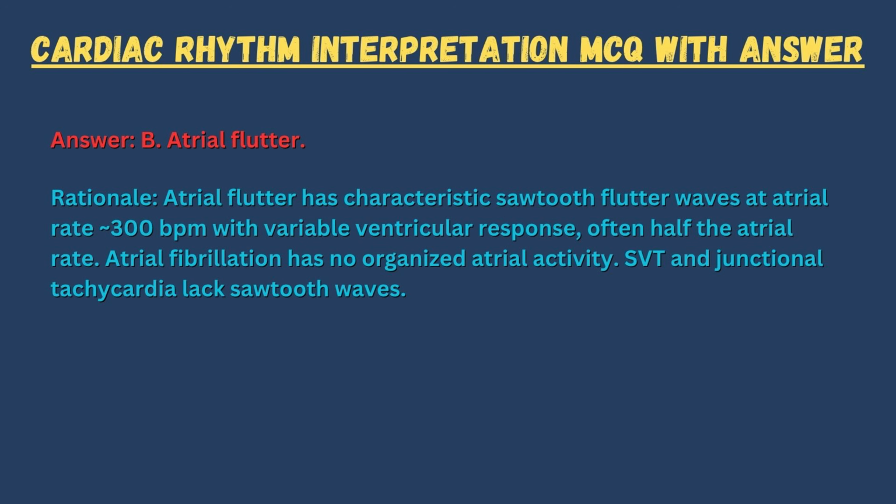Answer: B. Atrial flutter. Rationale: atrial flutter has characteristic sawtooth flutter waves at an atrial rate of 300 BPM with variable ventricular response, often half the atrial rate. Atrial fibrillation has no organized atrial activity. SVT and junctional tachycardia lack sawtooth waves.